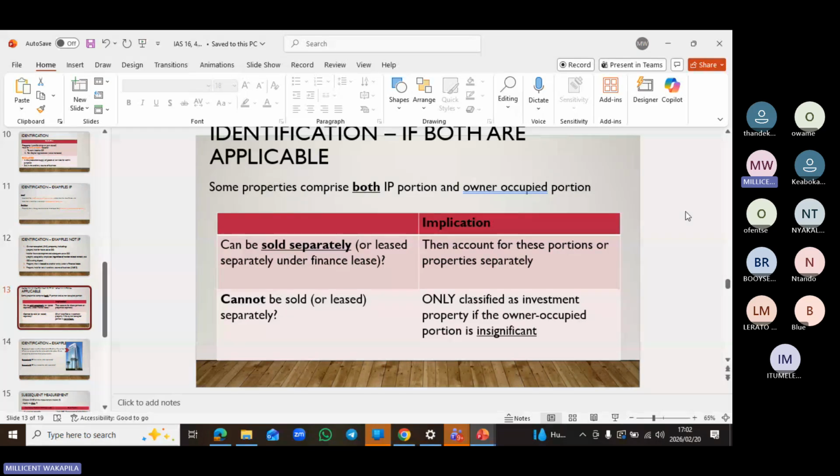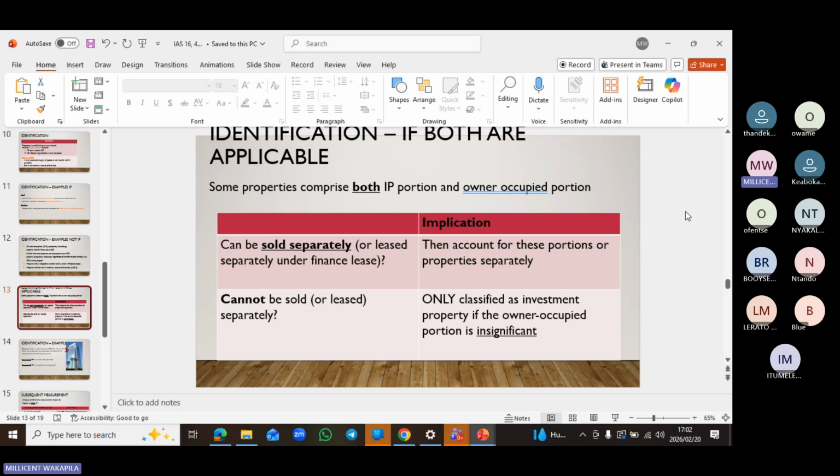Then, if it can be sold separately, then account for each portion separately, which means that the first two portions can be classified as owner occupied property in terms of PPE, in terms of IAS 16, and then the other three portions can be classified as investment property. I hope this is clear.